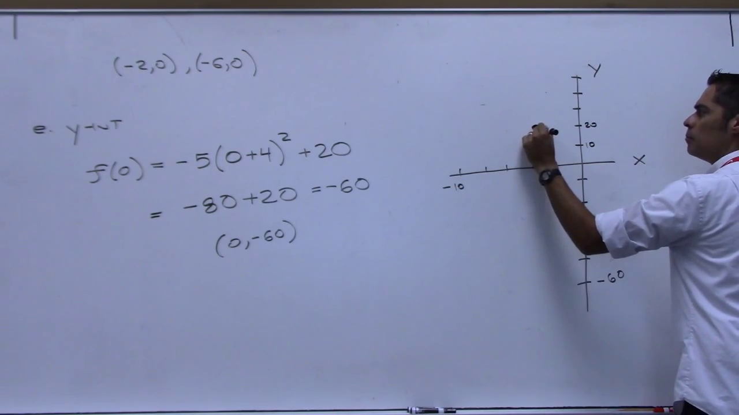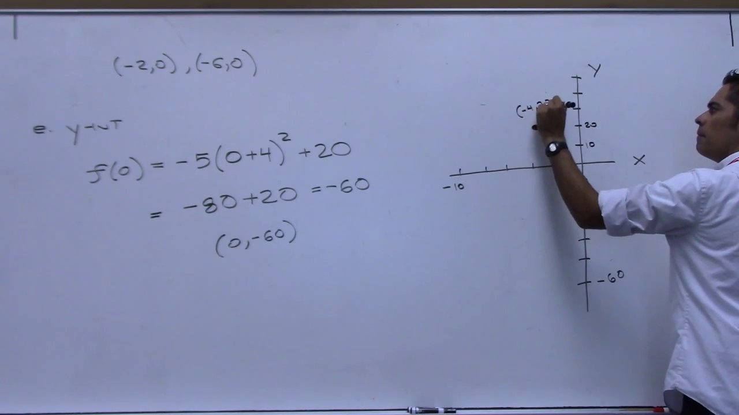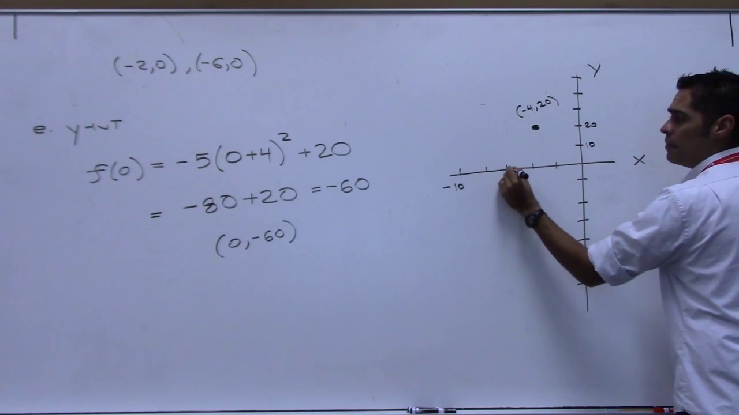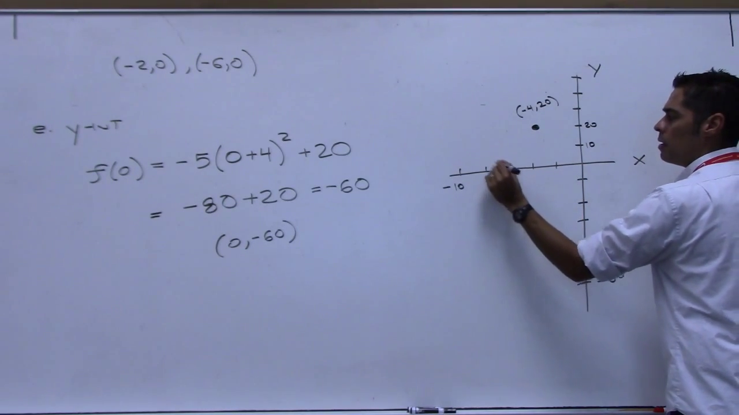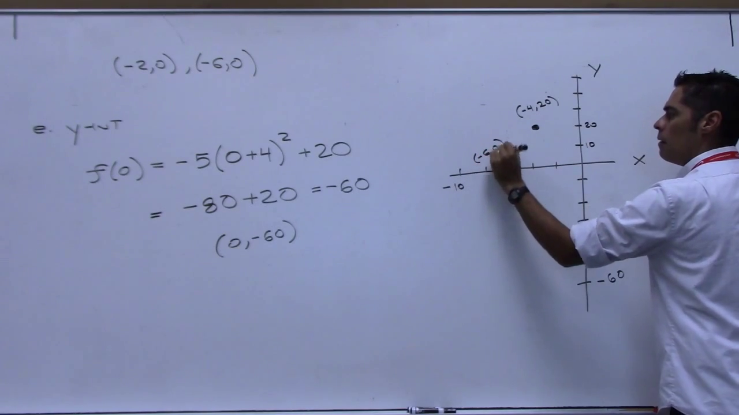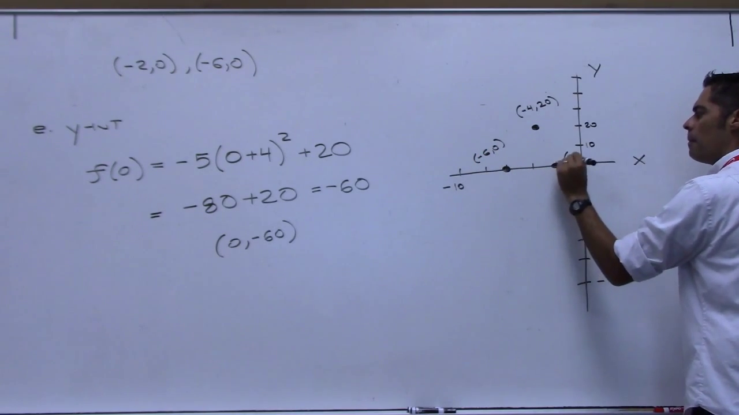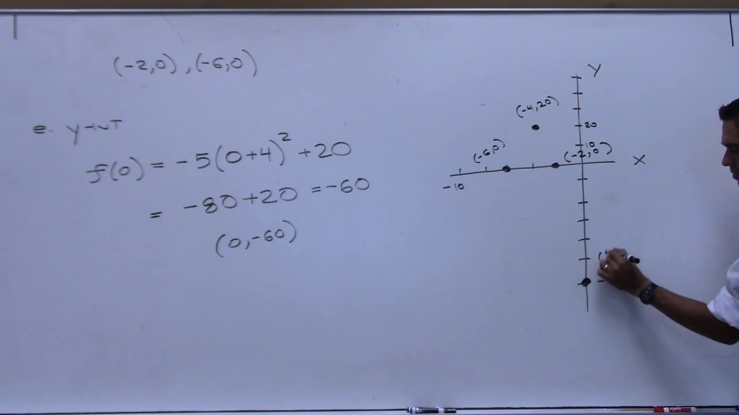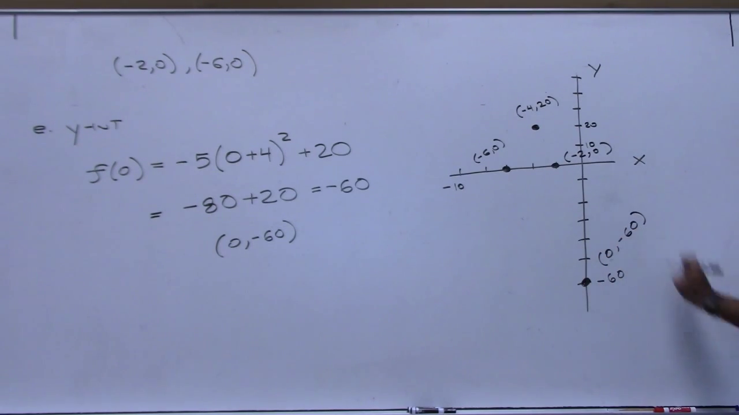Okay, so let's plot our vertex, which was -4, +20. Let's plot our x-intercepts, which were at -6 and -2. And my y-intercept, which was way down here at 0, -60. And then I draw myself my parabola.